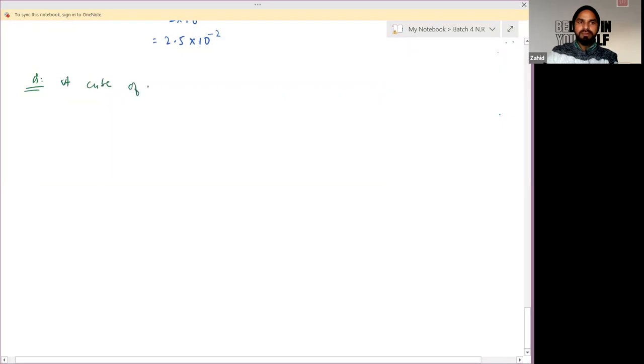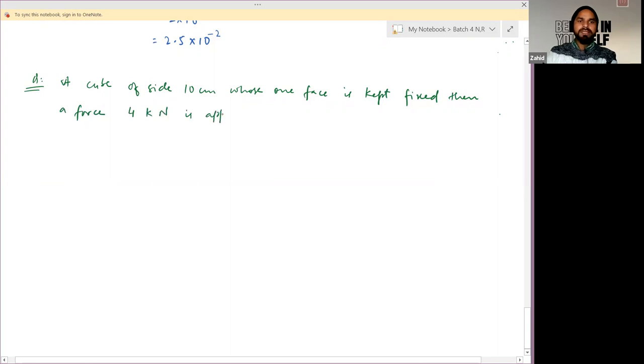A cube of side 10 centimeter whose one face is kept fixed, then a force of 4 kilonewton is applied on its top tangentially.